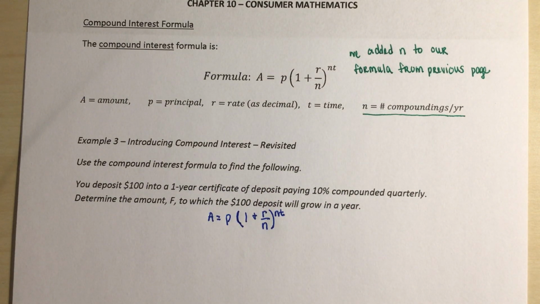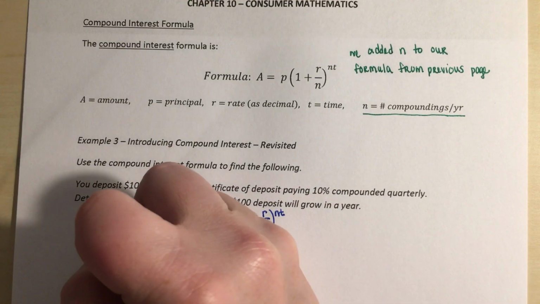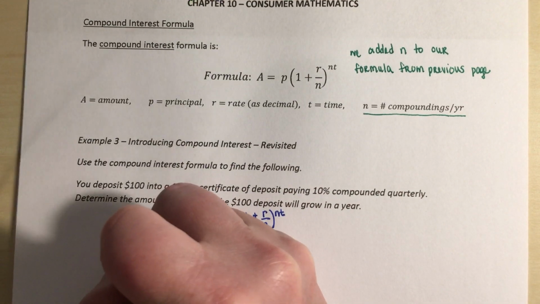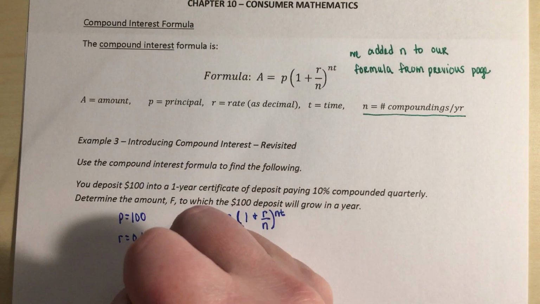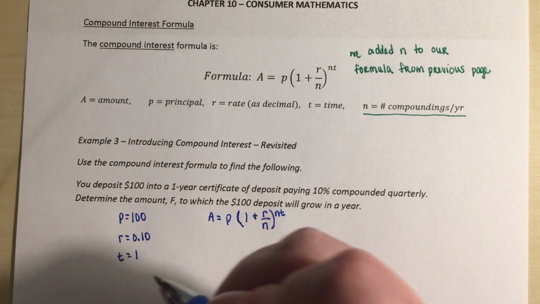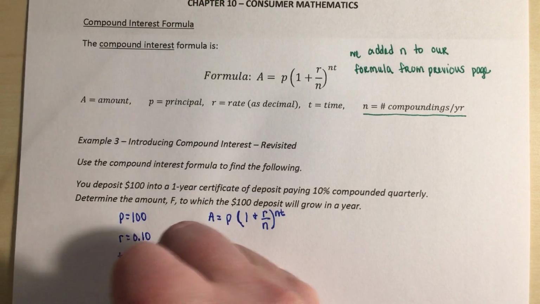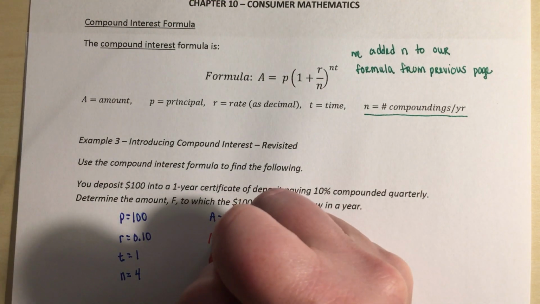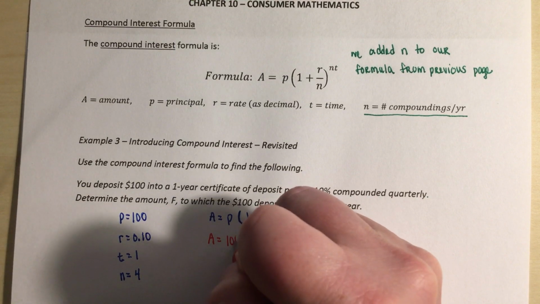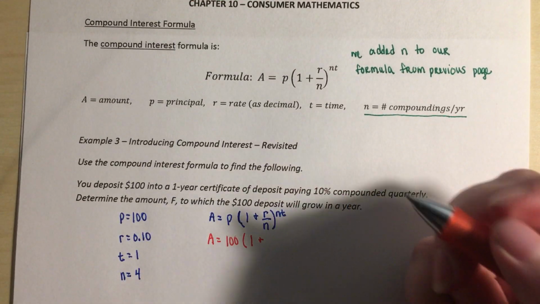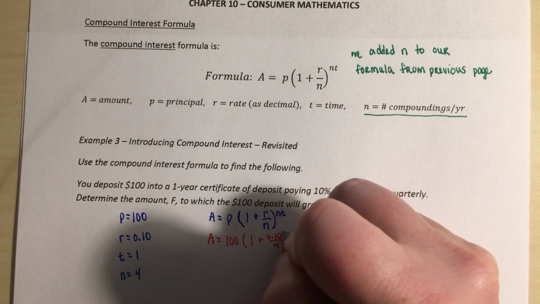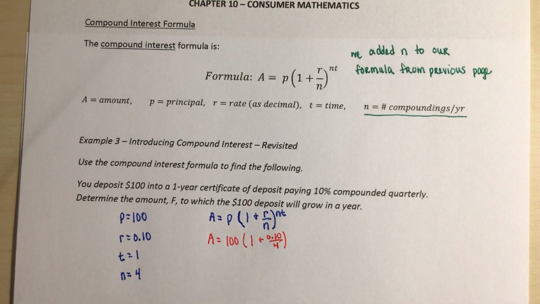All right, so we're going to start by making a list. Our P is 100, that's our principal being invested. Our R, our interest rate, is 10%. Our time is 1 year. And our N, the number of times this is compounded per year, quarterly means 4. So we're going to plug all of those values in. P is 100 times 1 plus R, 0.10, divided by N, which is 4, raised to the N times T power.